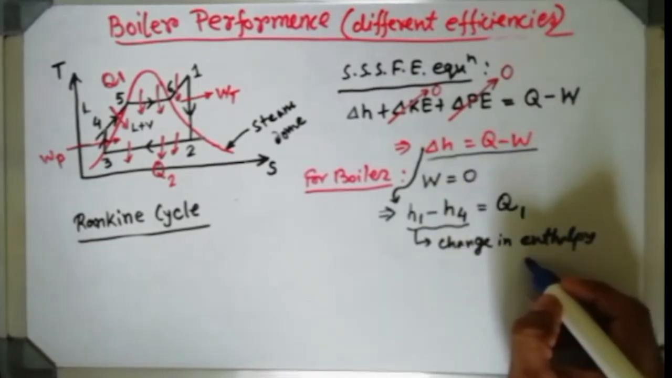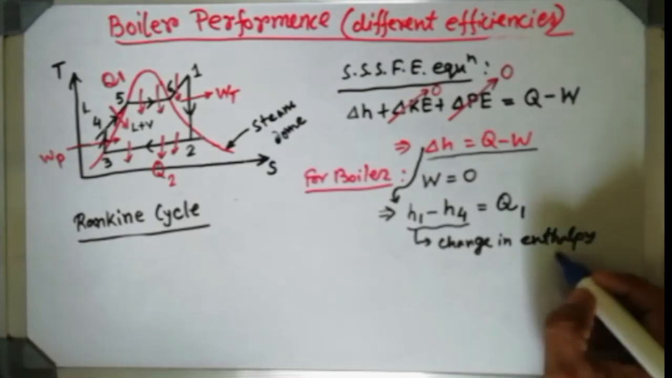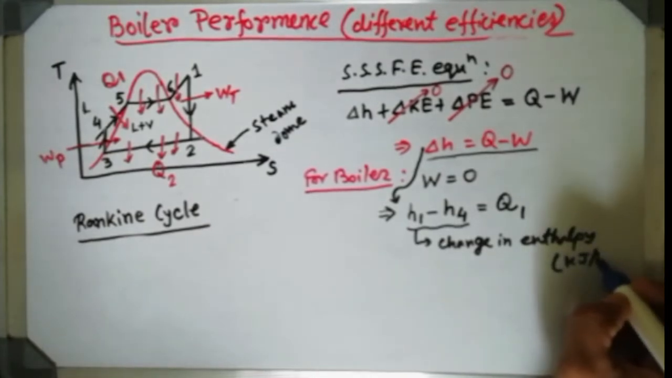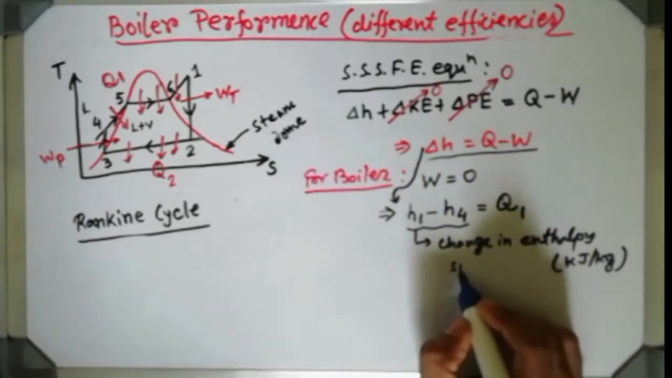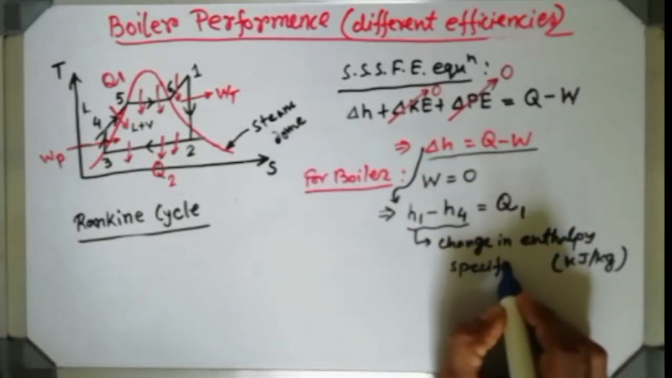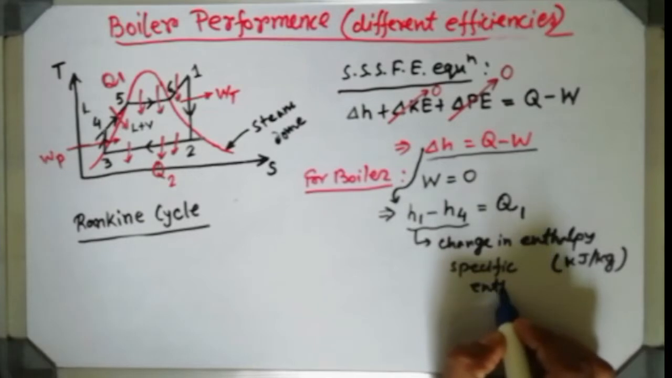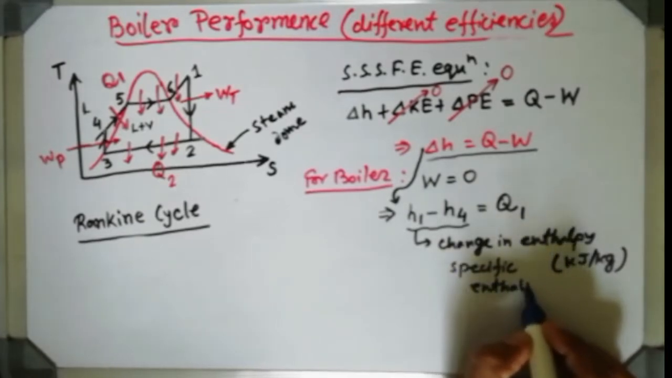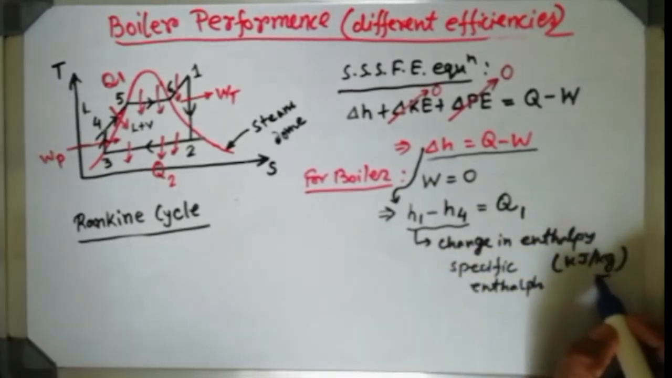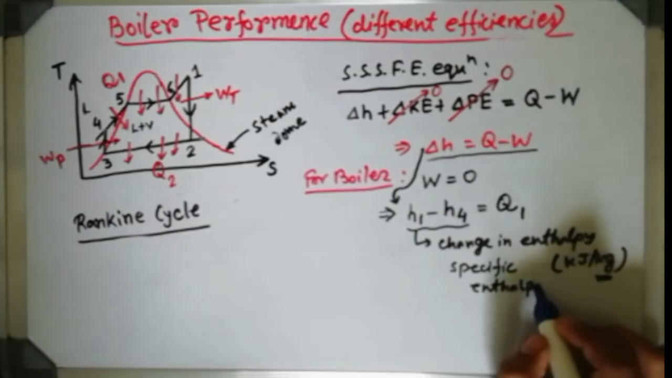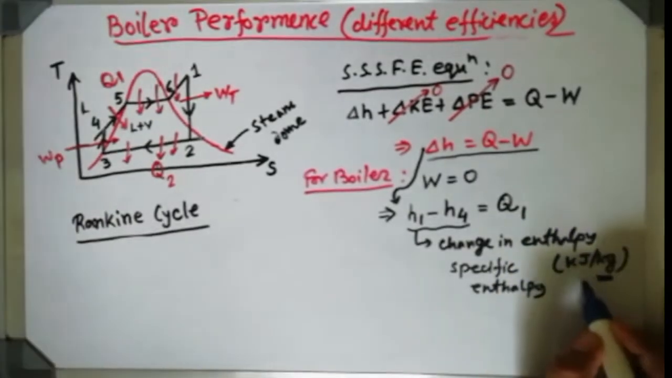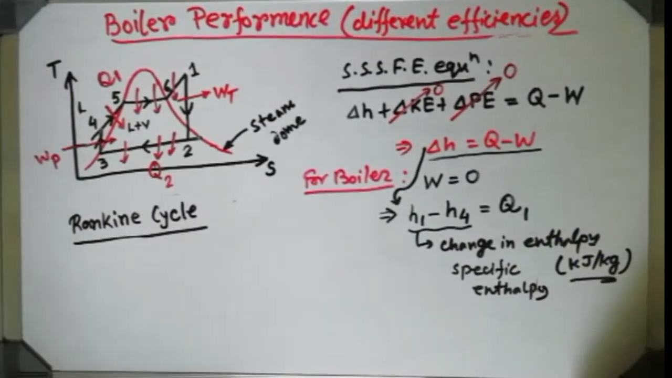and that change in enthalpy will always be expressed in a unit of kilojoule per kg. That's why they are known as specific enthalpy. Specific means for unit mass. For unit mass flow rate, how much energy is there, that is specific enthalpy, and it is expressed in a unit of kilojoule per kg.